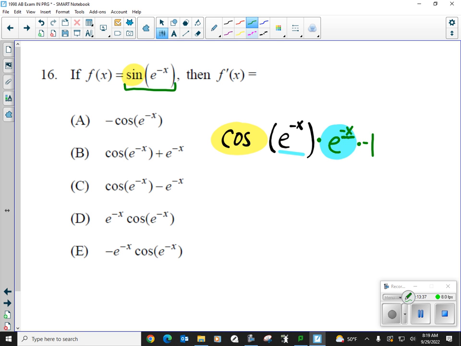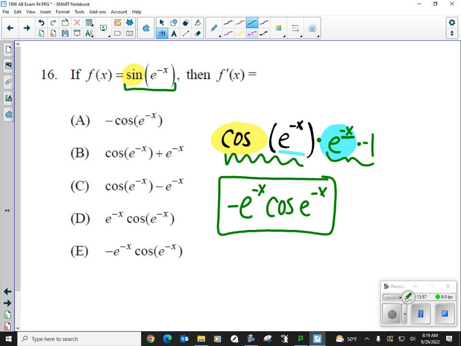All right, so let's make this all nice and neat. This will end up being negative e to the negative x, and they always put constants in front of trigonometry. So then I got cosine of e to the negative x. This would follow it. That's it. It's that simple. So as I look at my answers, it looks like there's only one answer that has a negative e to the negative x out front. And that happens to be the whole correct answer, which is choice E.